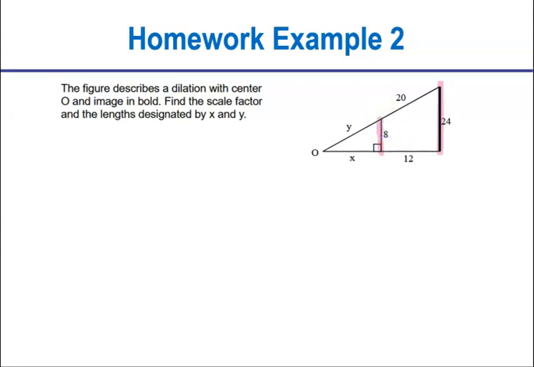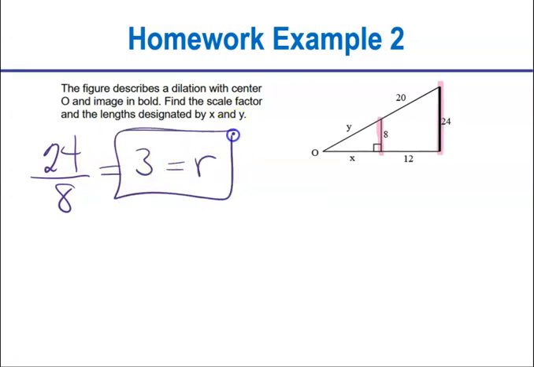Now they want to know the scale factor, so let's start there. How can we find the scale factor? Well, you need a value from your image and your pre-image, and it has to be corresponding measurements. I see I have a 24 for the line segment of my image, and an 8 for my pre-image. So I'm going to say 24 over 8. That simplifies to 3. So that is my R value.